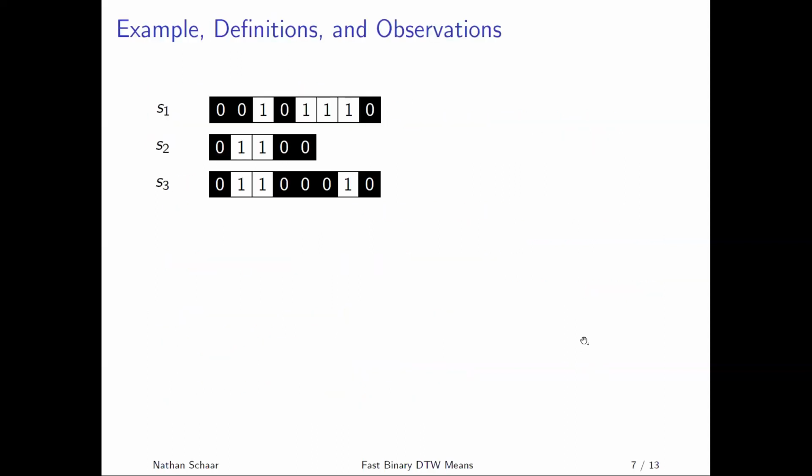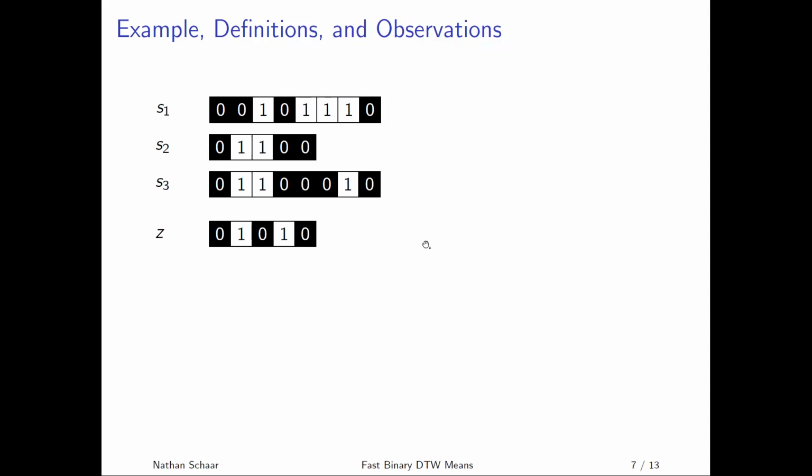So now let's look at an example for this binary dynamic time warping mean. Here we have 3 input strings, and note that they all start and end with zeros. And this has a reason, because today we just look at the easier version where all strings start and end with zeros, which saves some technical difficulties in the proof. And for those 3 input strings, I claim that this z is a mean.